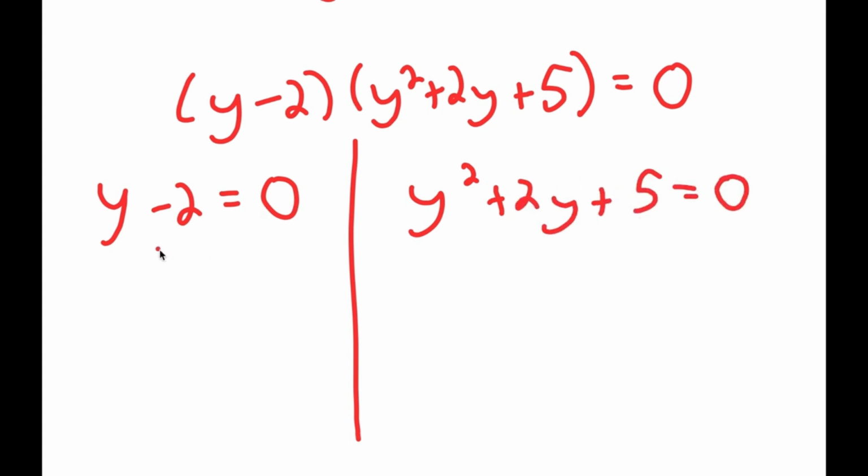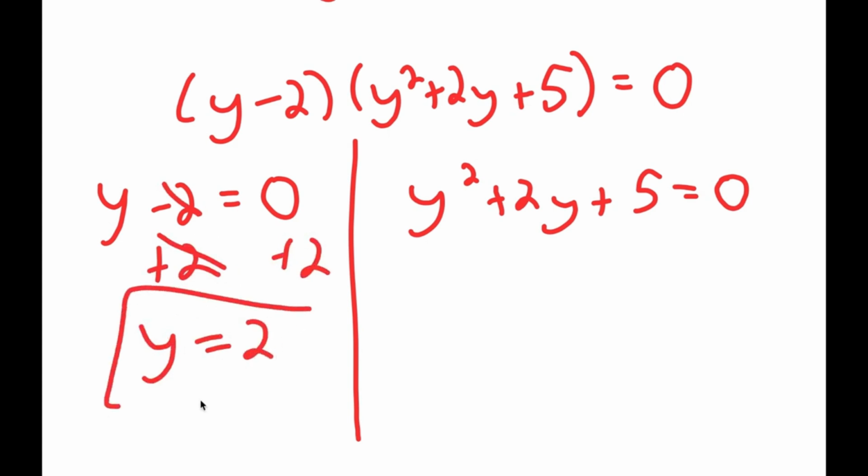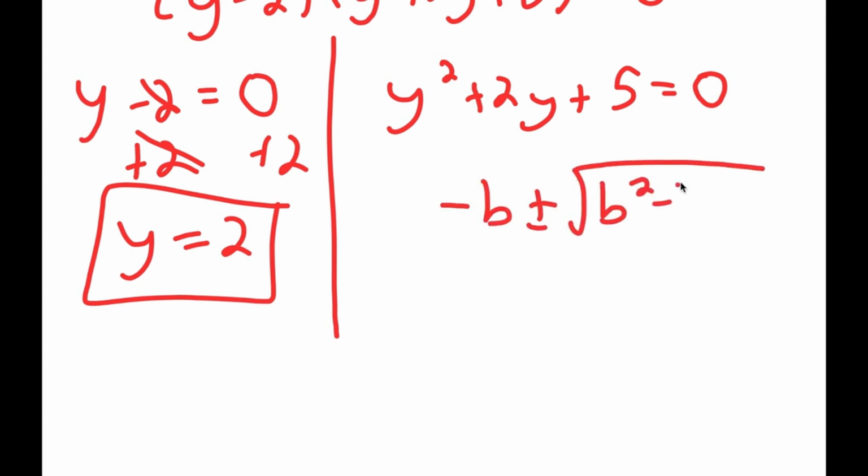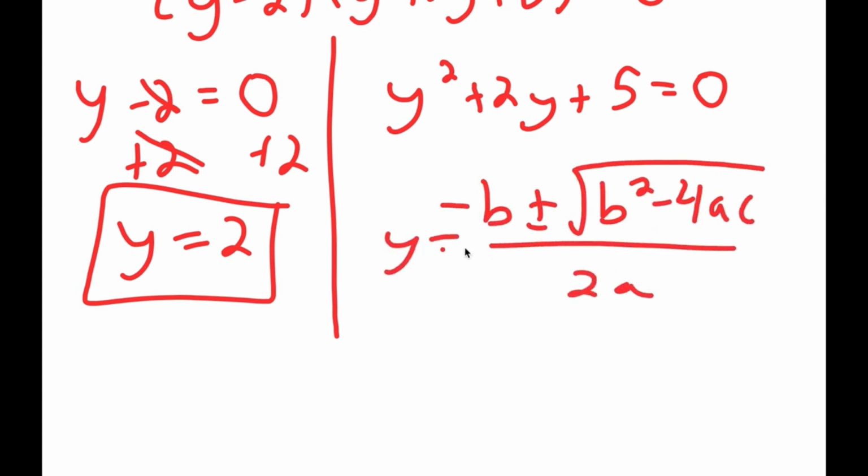So for y minus 2 equals 0, obviously this is easy. I just add 2 on both sides, and I get y equals 2. And this is a solution we already got. Now for y squared plus 2y plus 5 is equal to 0, I'm going to use the quadratic formula, which is negative b plus or minus the square root of b squared minus 4ac all over 2a. So in this case, a is 1, b is 2, and c is 5.